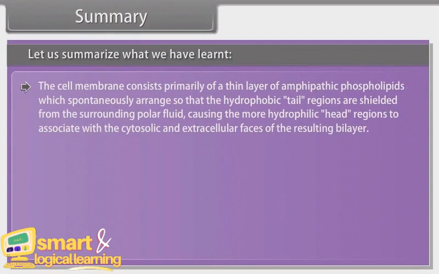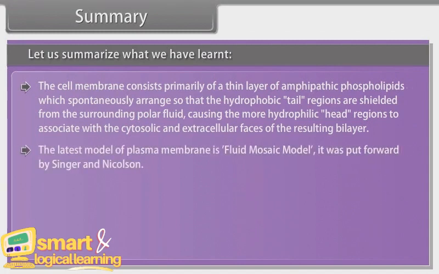The cell membrane consists primarily of thin layer of amphipathic phospholipids which spontaneously arrange so that the hydrophobic tail regions are shielded from the surrounding polar fluid, causing the more hydrophilic head regions to associate with the cytosolic and extracellular phases of the resulting bilayer. The latest model of plasma membrane is fluid mosaic model. It was put forward by Singer and Nicolson.